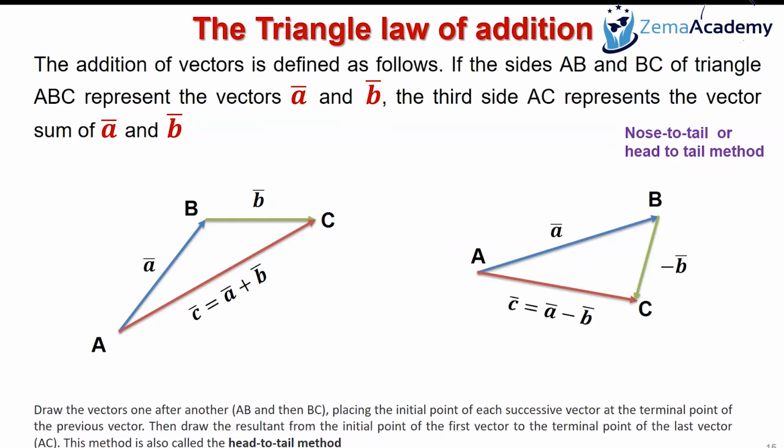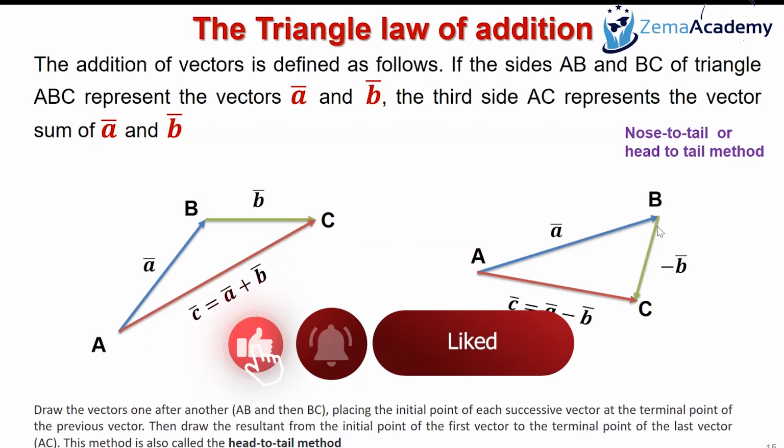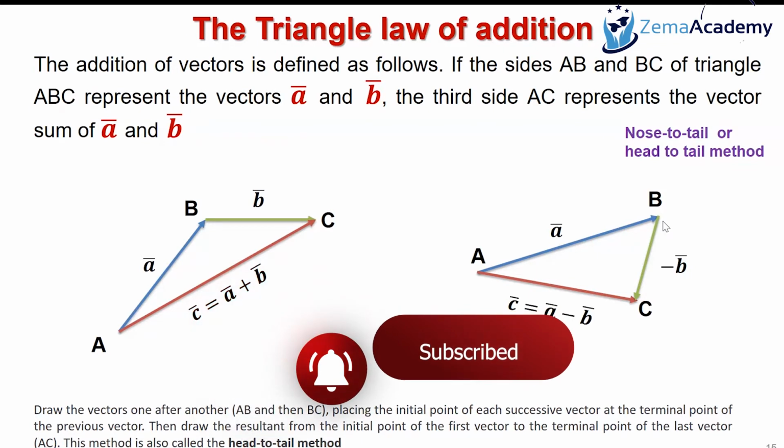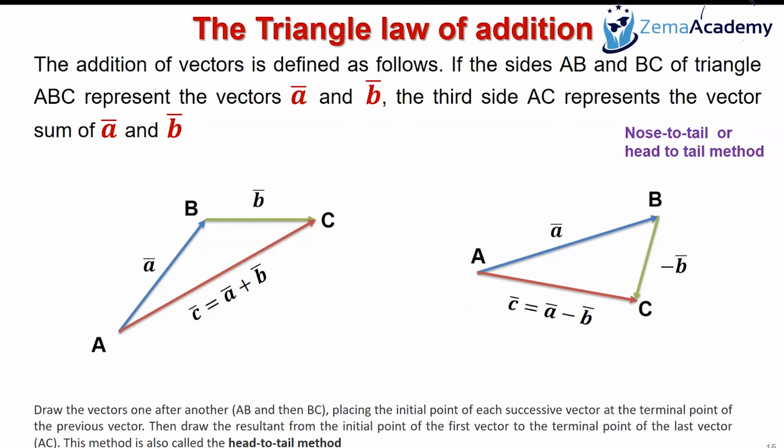In case one of the two vectors has an opposite direction to the first one, let's say in this case it's minus B, then you can follow the same approach: you take the positive vector first, and then you place the second vector, with the negative sign, on the head of the first vector.